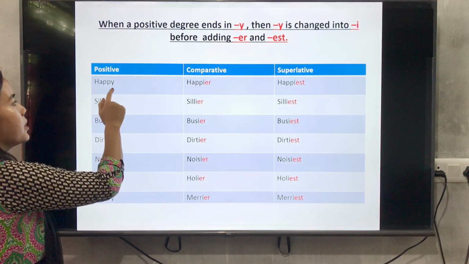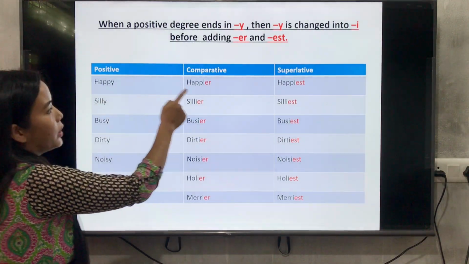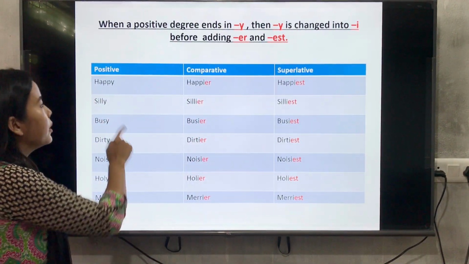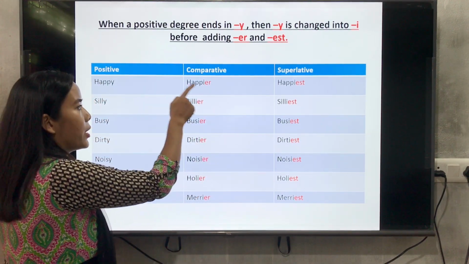Here the letter ends with letter Y. Then just now I told you what we need to do. We need to change letter Y into letter I. Can you see? Happy, happier. Because we need to change letter Y into letter I.